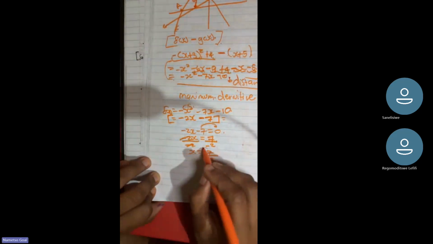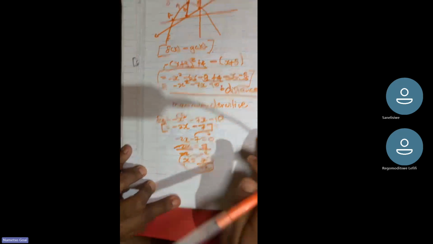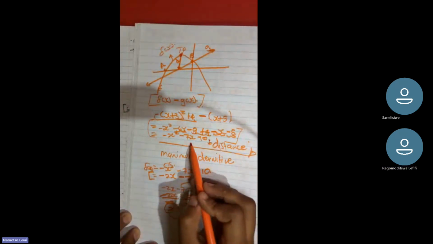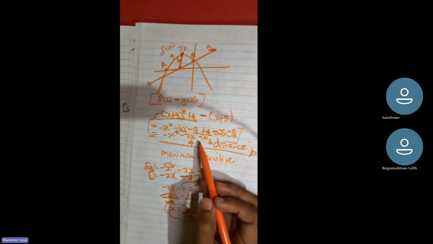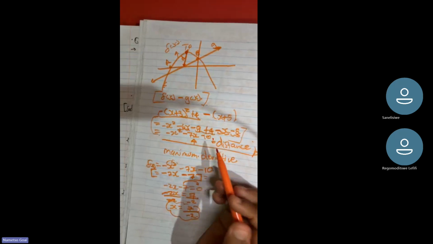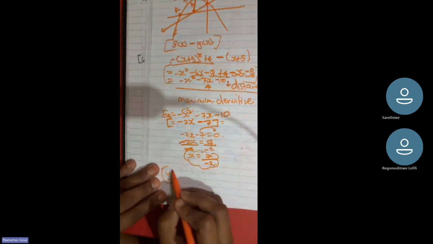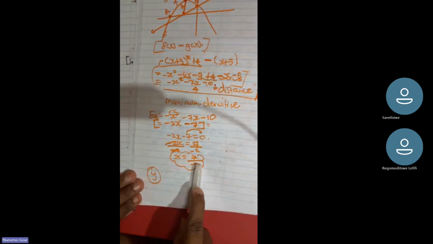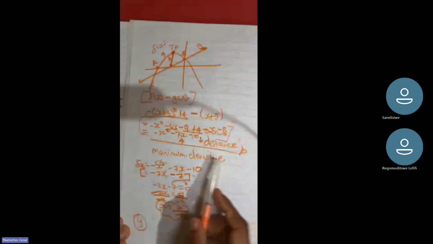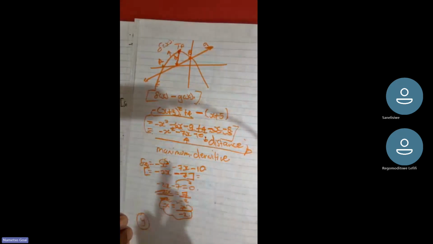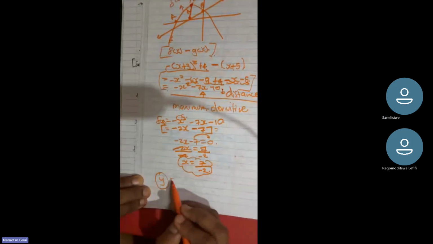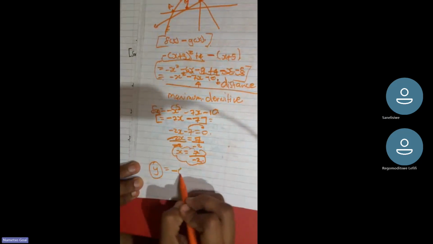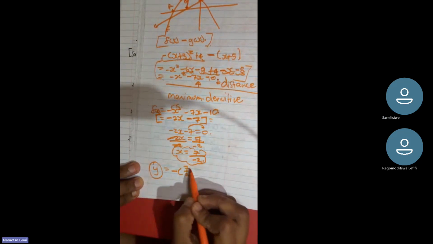You have found the x value that you can substitute over here in the distance formula in order to be able to find your y. And this y over here will be the maximum distance. So this is the x value at the maximum distance. So just take this x, substitute it into this formula to be able to find your y. So you're going to say y equals to negative 7 over 2.